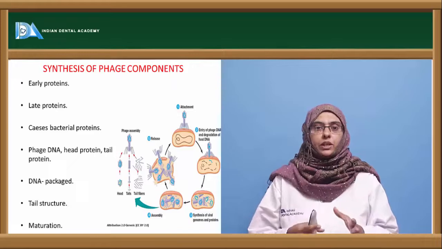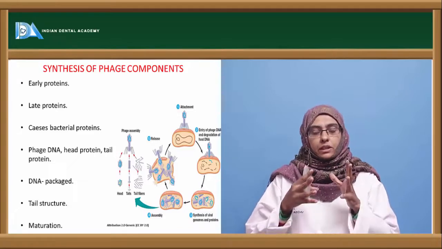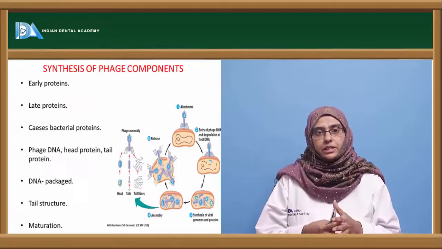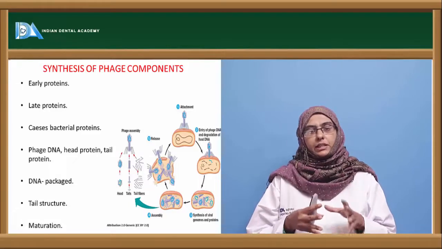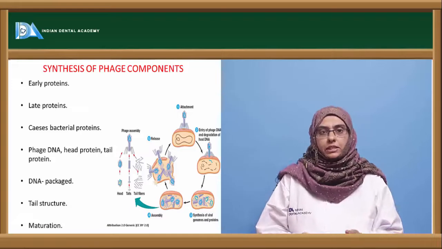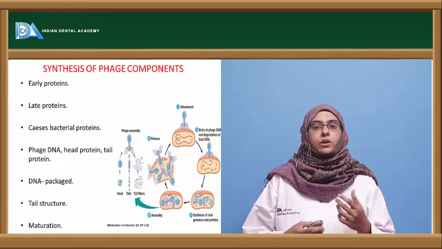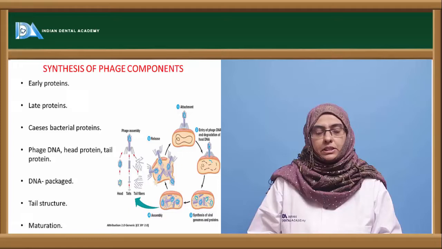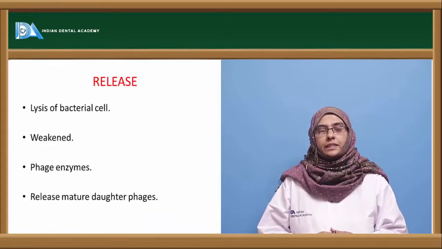Once the mature particle is formed, the phenomenon is called maturation, and this particle is now called a virion because it has the ability to infect other cells. Similarly, there are thousands of virion particles that are formed inside the bacterial cell. Next is the release.